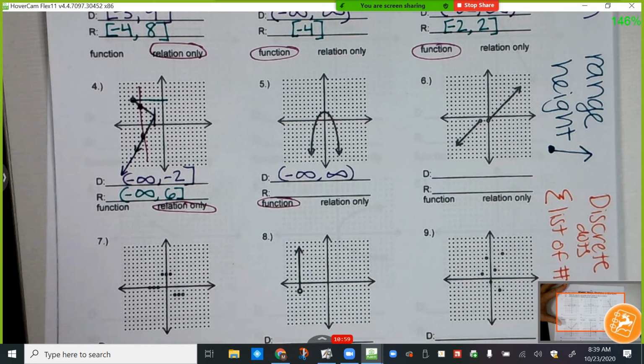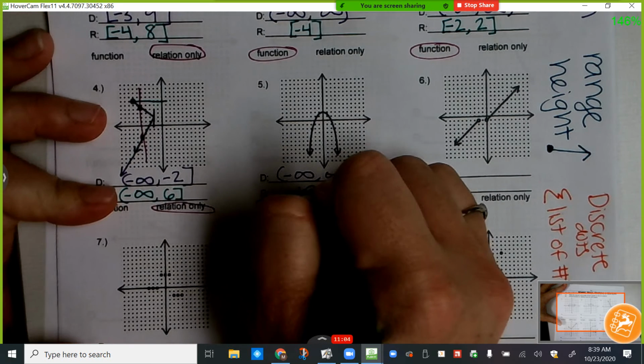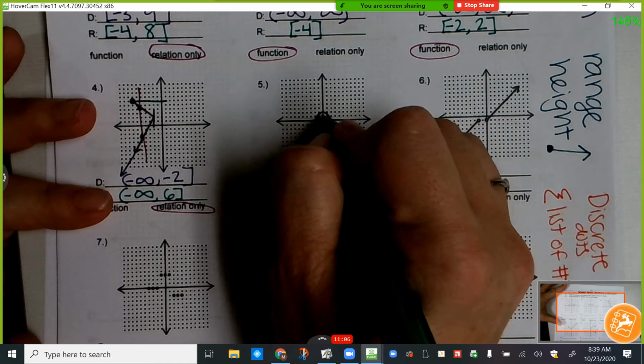What about my range? What's the lowest this goes? It goes down forever, so it's negative infinity. Now, what's the highest it goes? 2.